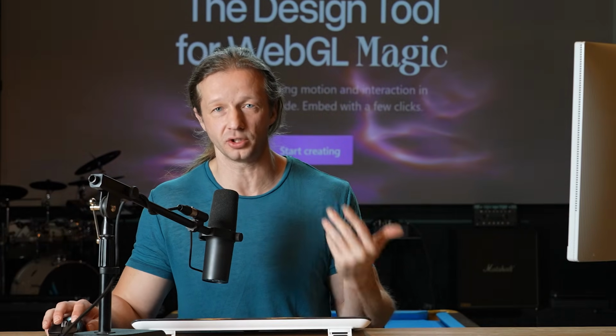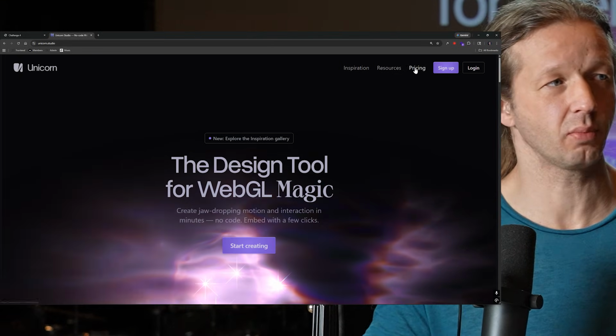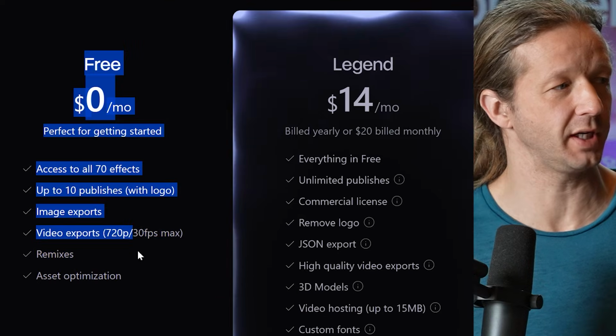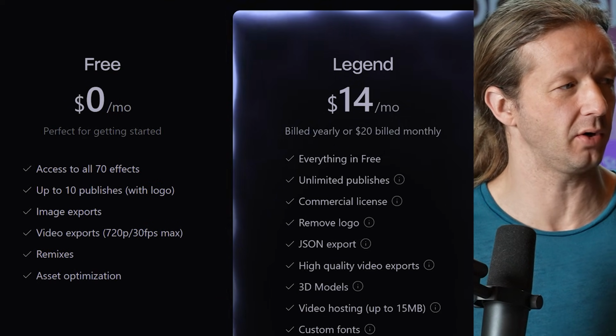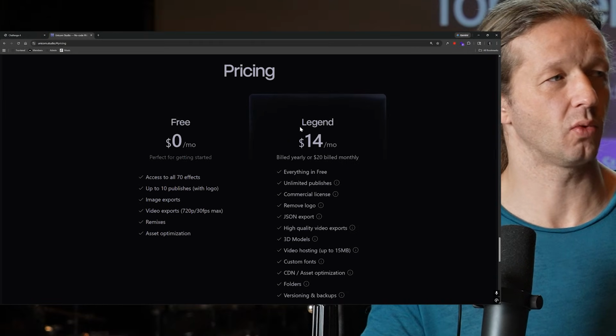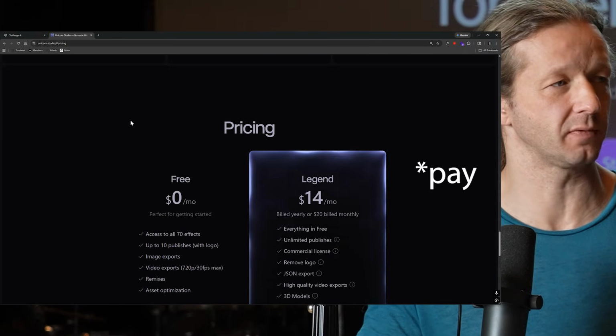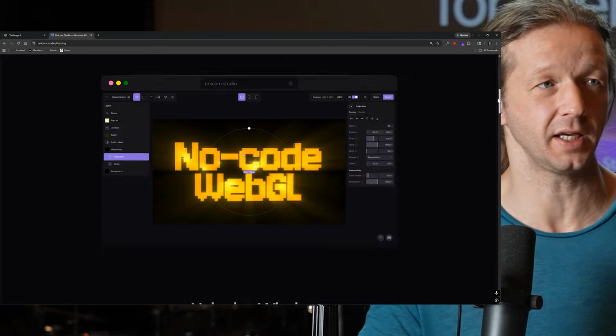But first, how do you actually use and create a Unicorn Studio canvas? All right, so to get started, just go to unicorn.studio. You can click on pricing. You can see they have a free option. You have access to all 70 effects, up to 10 publishes with logo, image exports, video exports as well. So don't worry about having to join just to participate in this challenge. It's a really cool tool though, and I use it in a lot of my projects.